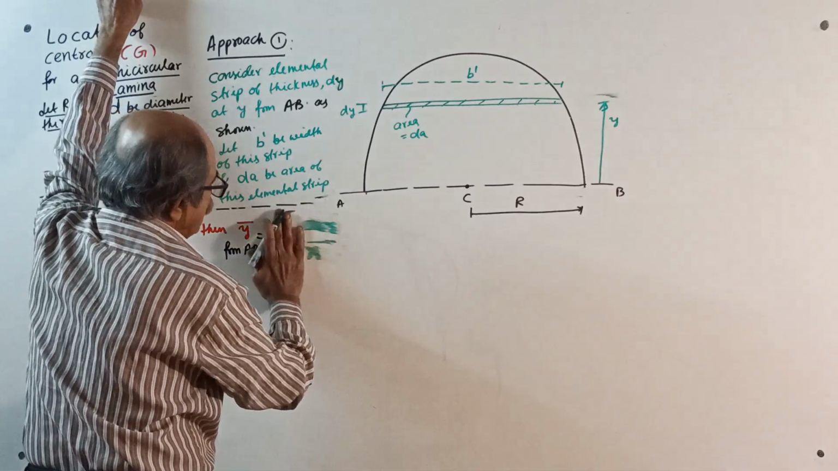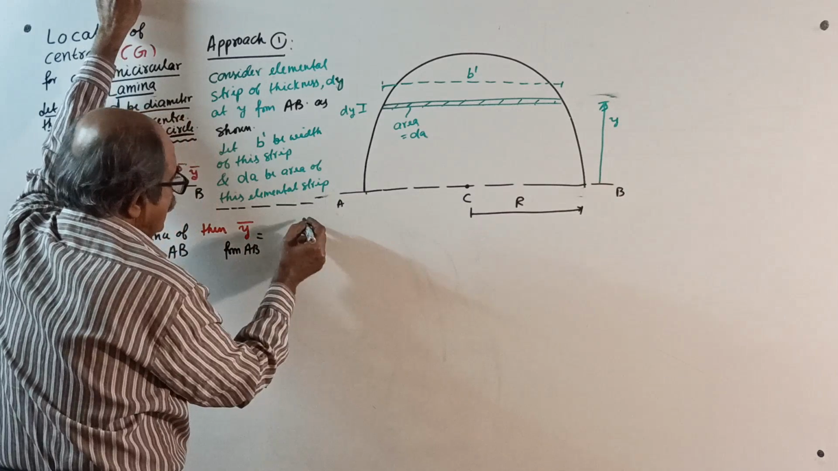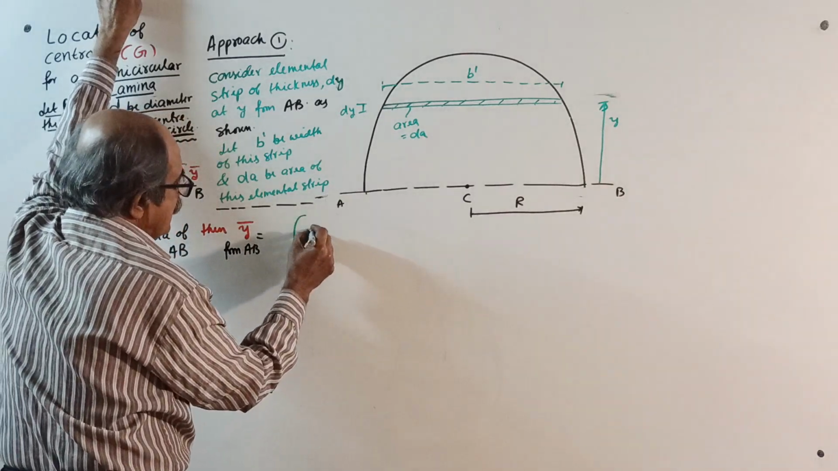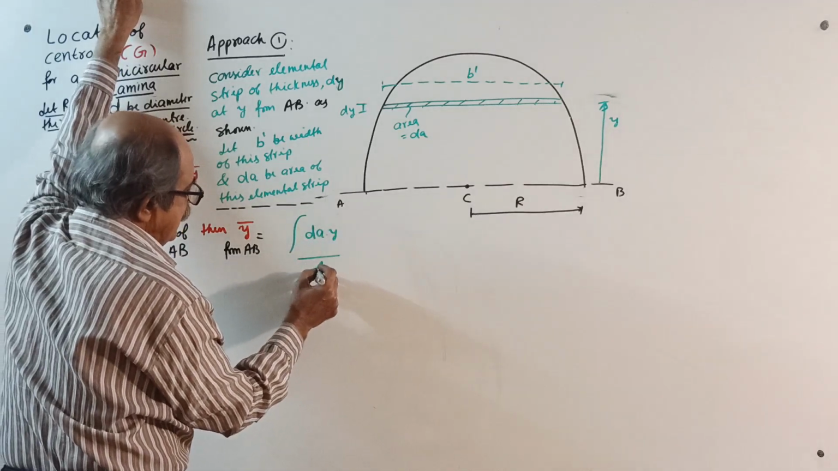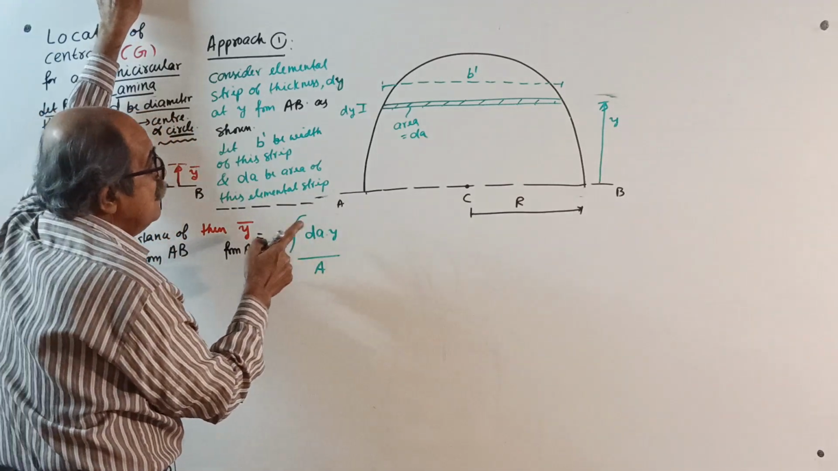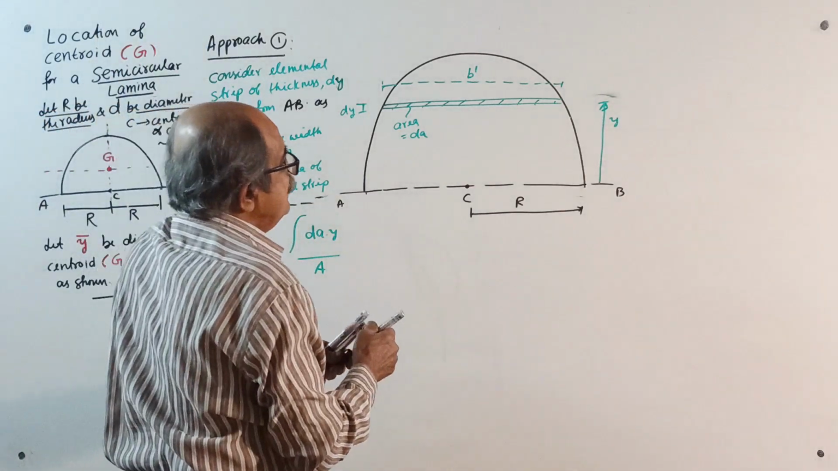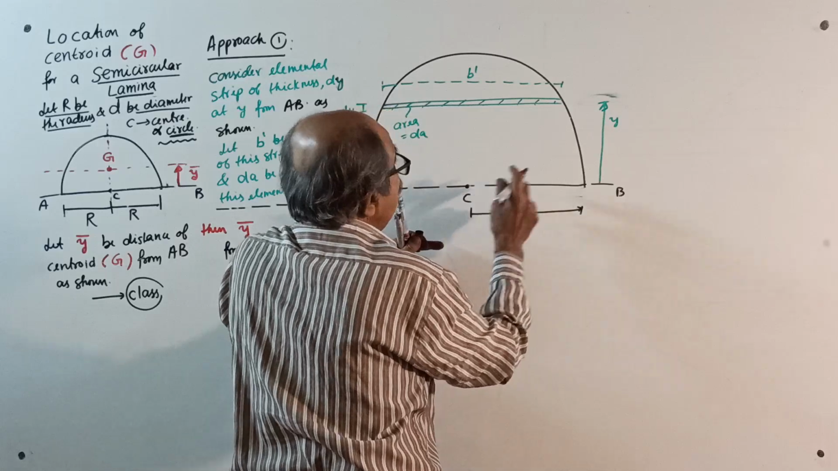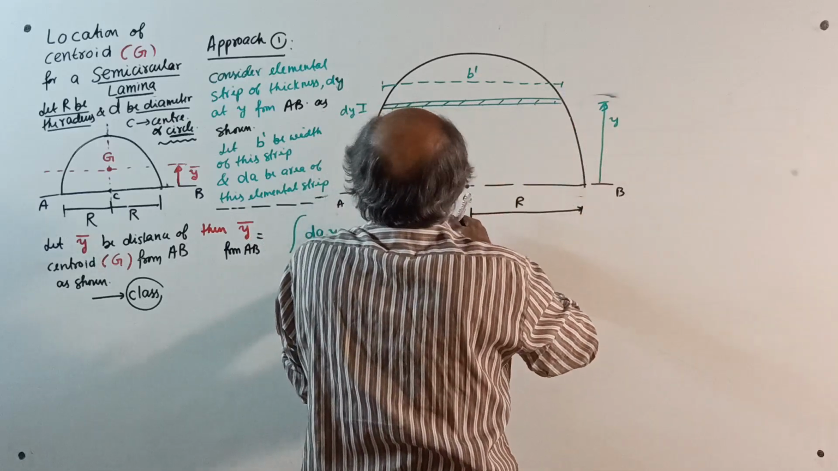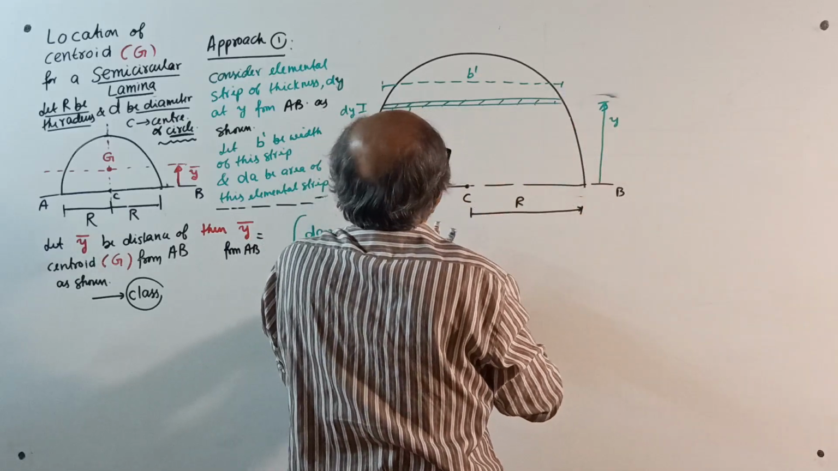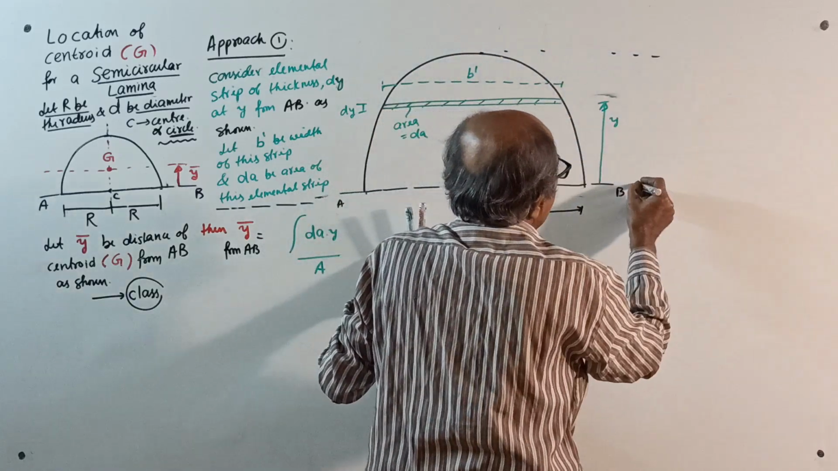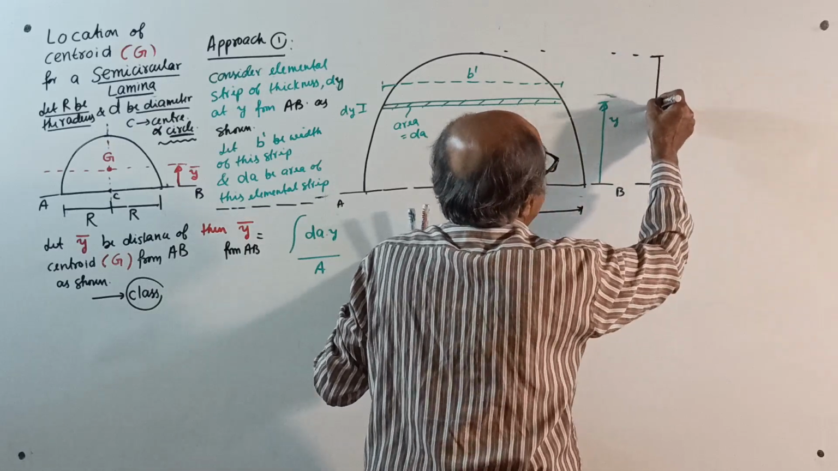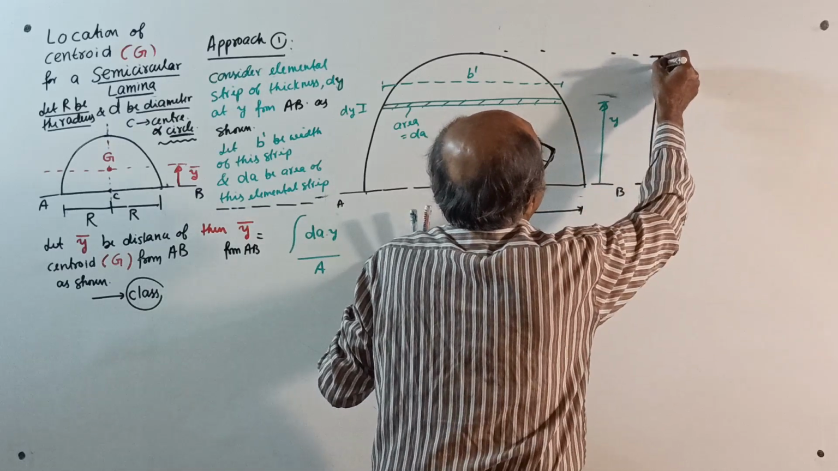I need a little space for the limits. Y bar equals the integration of dA into y divided by A, the area. Now, the limit of integration. This is R. If I project the point here, this also is R, the radius.